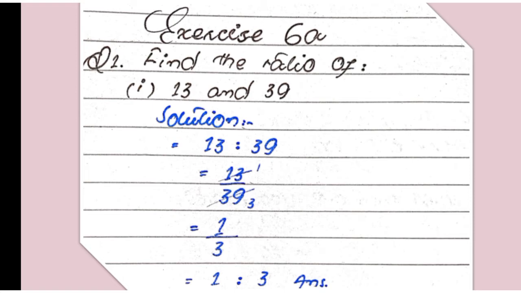First we write this as a fraction, 13 upon 39, and do the cancellation. 13 ones are 13, 13 threes are 39, and we are left with 1 upon 3, and we can write it as 1 is to 3, 1 colon 3, and we will read it as 1 is to 3. Okay, so this is the ratio of 13 and 39.